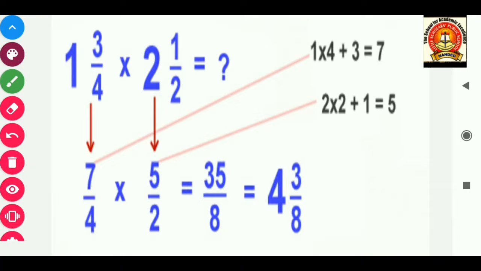So these are very simple and basic ways to multiply fractions. Hope you have understood it.